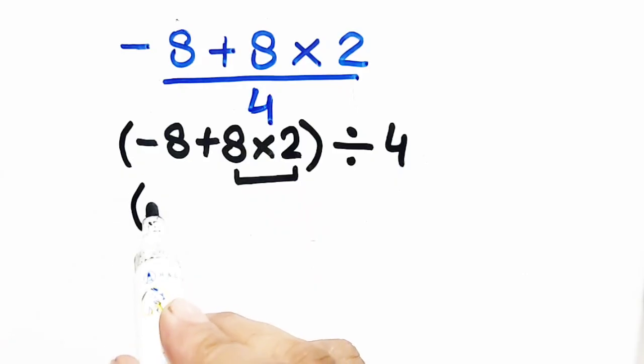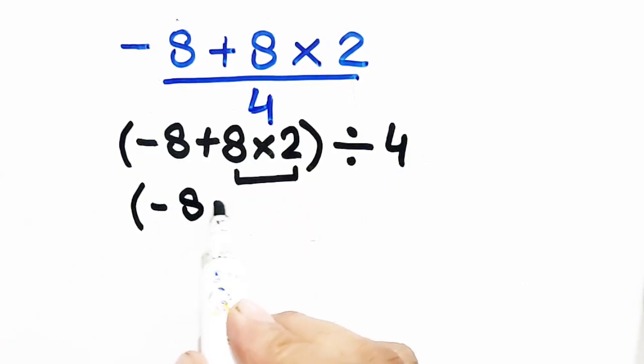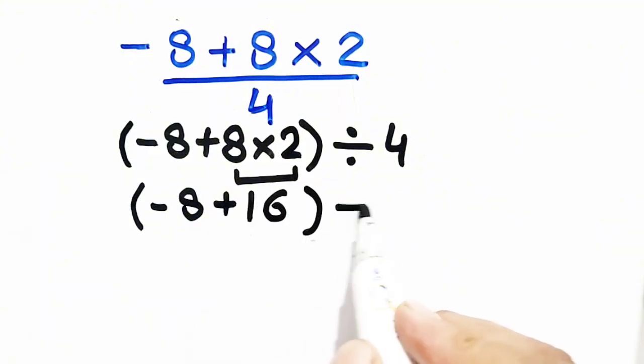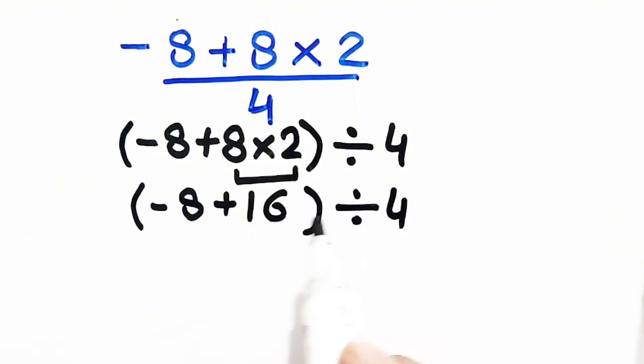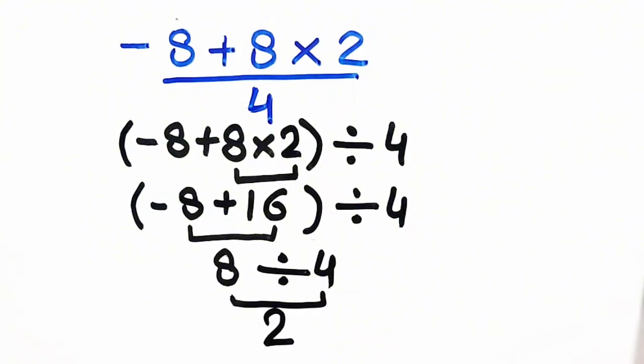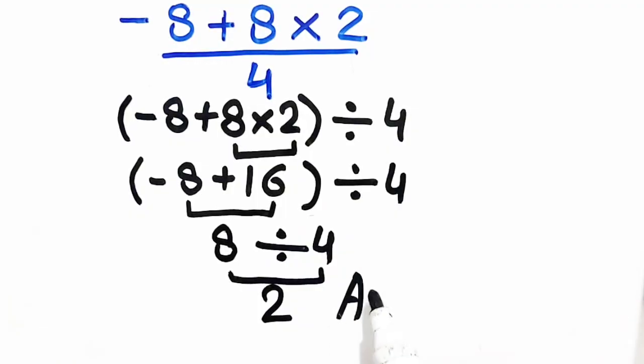So we will get minus 8 plus 8 times 2, which will be equal to 16, divided by 4. Now it has become very simple. Minus 8 plus 16 is the same as 16 minus 8. So we will get 8 divided by 4. Now 8 divided by 4 will be equal to 2. Hence 2 will be our answer.